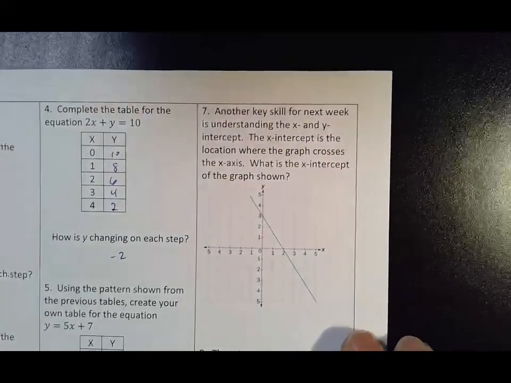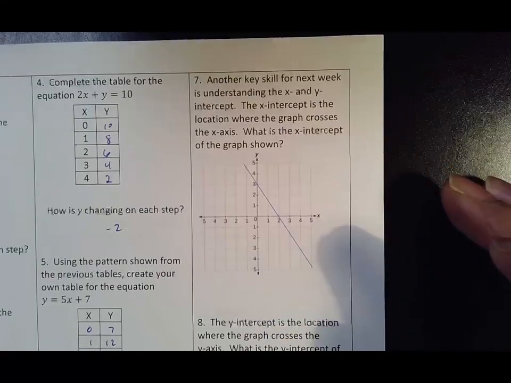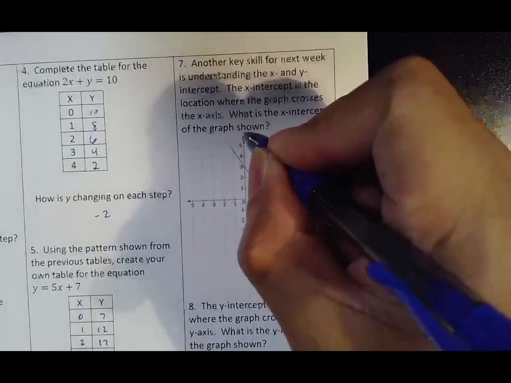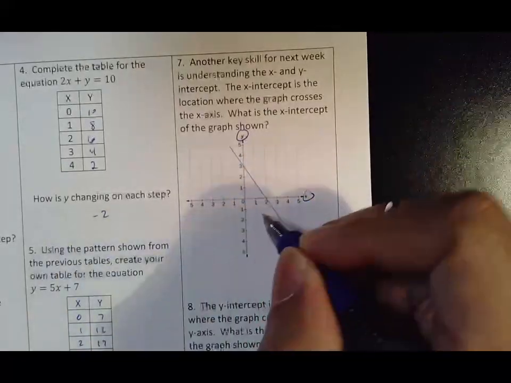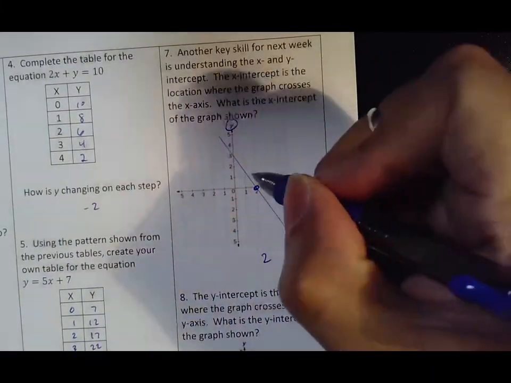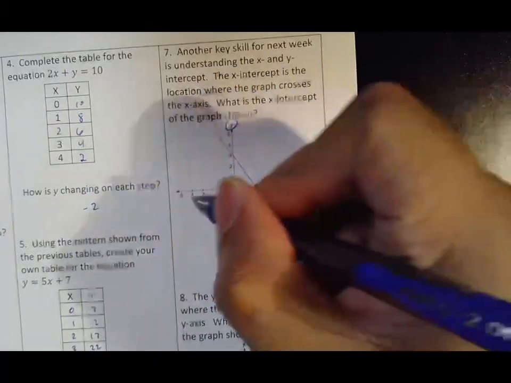Another key understanding is finding the x and y intercept. The x-intercept is where it crosses the x-axis. What is the x-intercept on this graph? Well, if we see a y here and an x here, this is your x-axis, and this crosses at 2. So your x-intercept in this case is 2. That's what you need to be able to know. And again, this is a test quiz question.